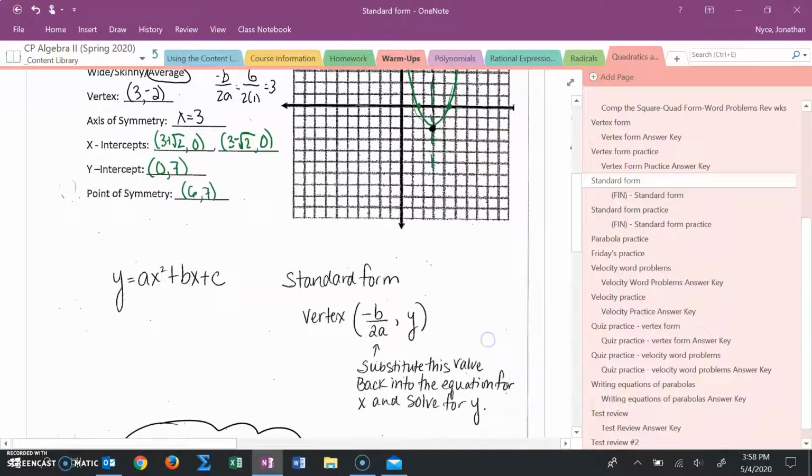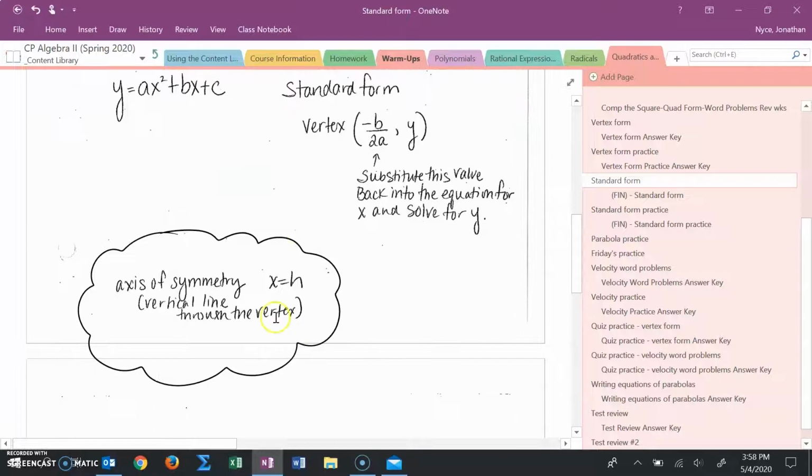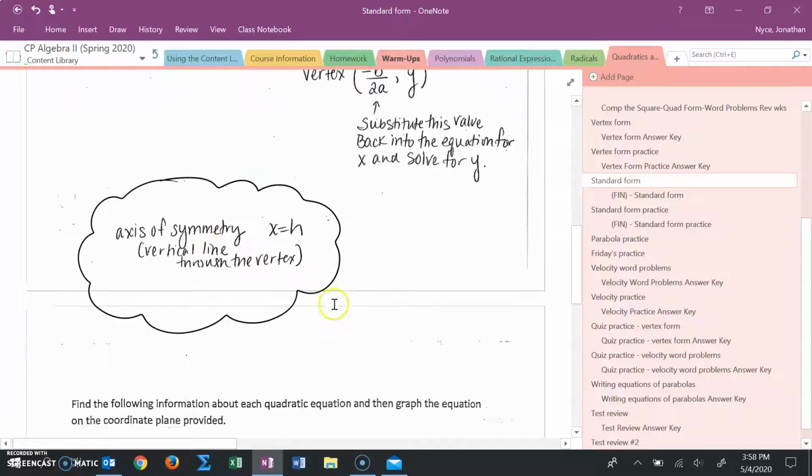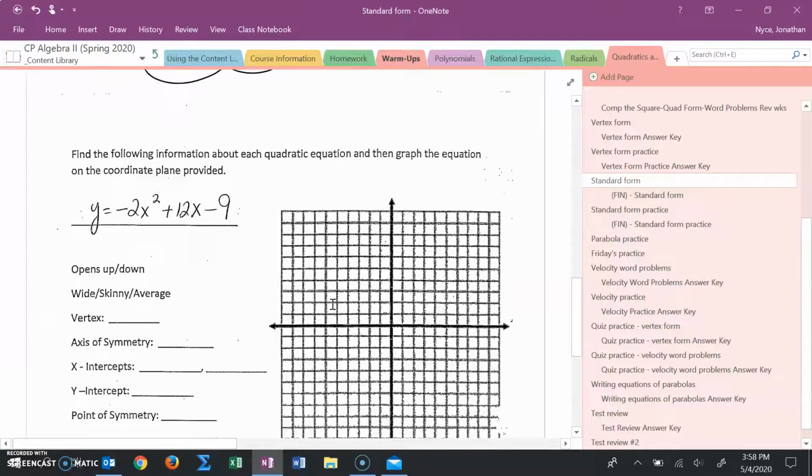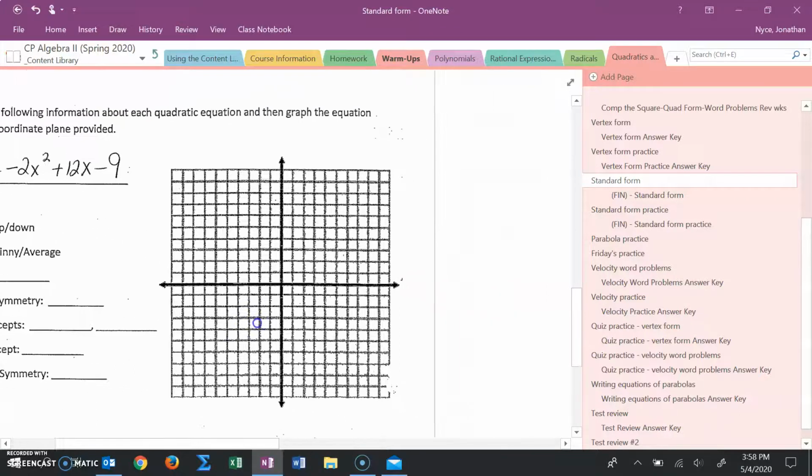So again, the key here, the only difference, the new thing is this piece here. The vertex is the opposite of b over 2a to find the x part, and then whatever the x value is, plug that back into the equation for x, solve for y, and that's your vertex. Everything else is identical to what we did in vertex form. So we'll go through this one real quick.